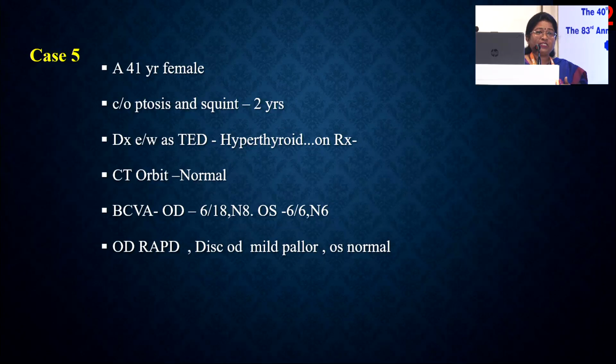And she had a previous imaging of CT orbits, which was normal, and her visual acuity in the right eye was 6/18, N8, and that of the left was normal, and she had a relative afferent pupillary defect in the right eye and a mild disc pallor in the right eye. So how many of you would agree that this is a thyroid eye disease? What do you see in this photograph?